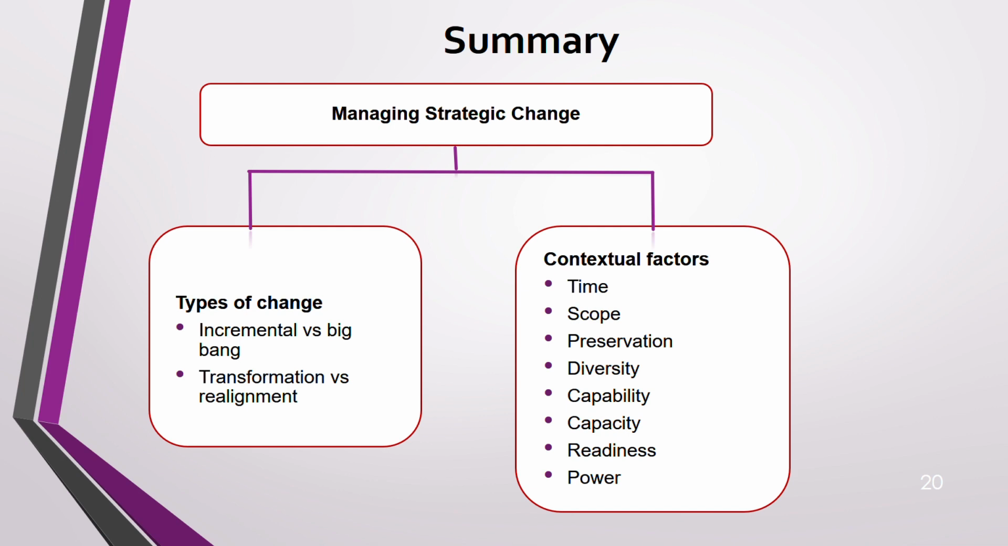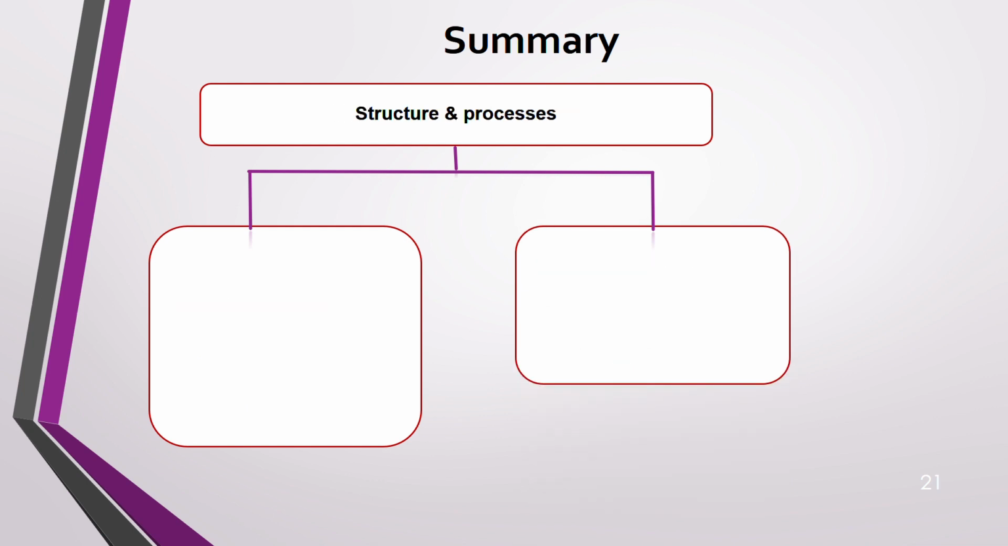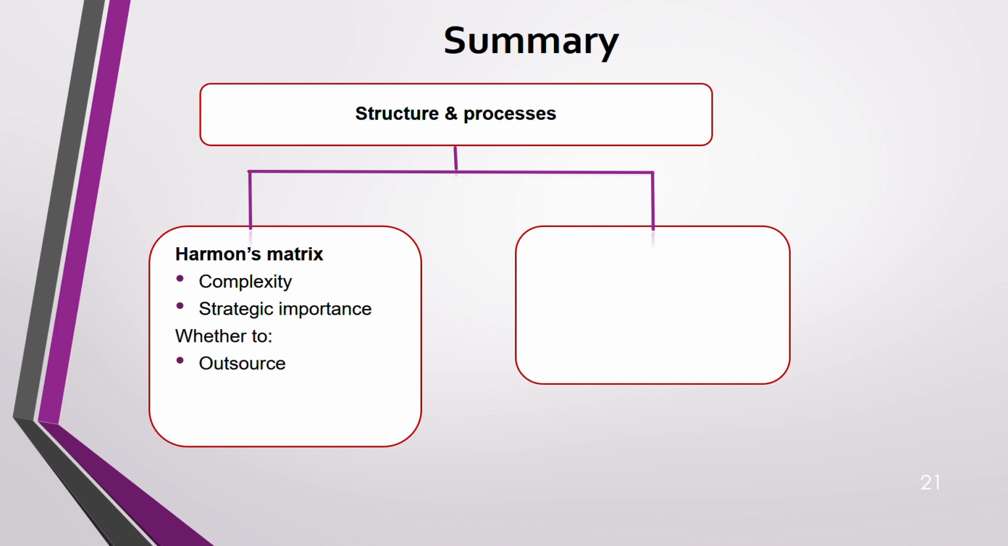In terms of change, we have to see whether the time is there, diversity is there, we have the capacity, staff are ready, all those things. Then we went through the structure and process change, Harmon's process strategy matrix. Here we saw whether it is complex or of strategic importance, whether to outsource, redesign, automate, or do nothing, minimal effort, based on high and low strategic importance and complexity. Then process redesign.